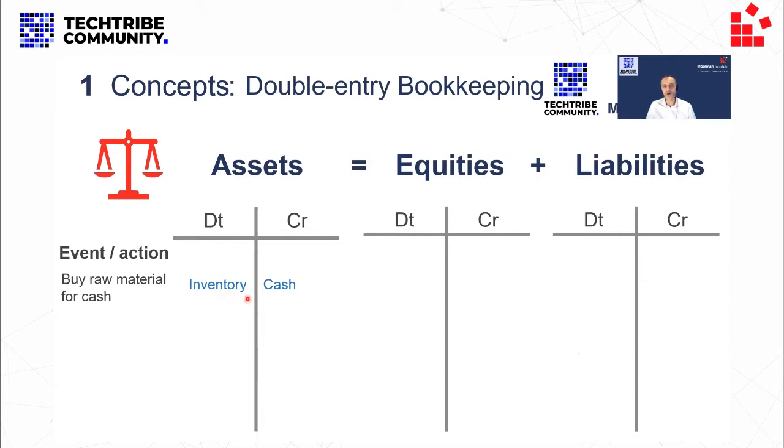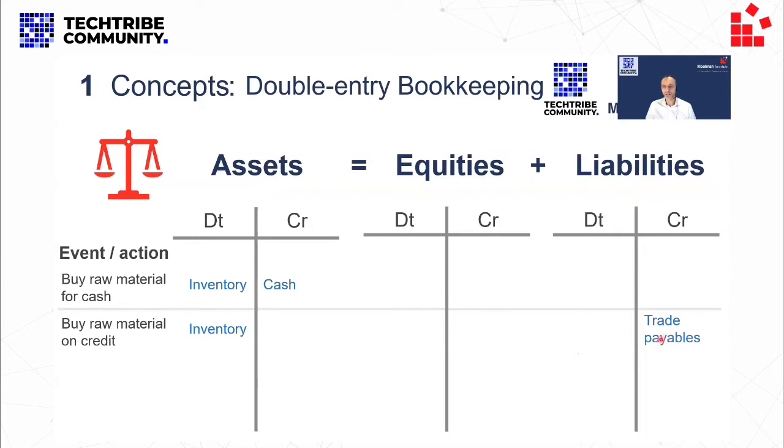One asset will increase by a certain amount, another asset will decrease by the same amount, which means the assets stay constant. So we will continue to honor that fundamental equation of assets equaling equities and liabilities. So if we look at a different event, let's say that we don't buy the raw material with cash, we actually buy it with credit. So now our inventory still increases because our raw material has increased, but our cash didn't decrease because we're buying it on credit. But our liabilities have increased because we still owe the money.